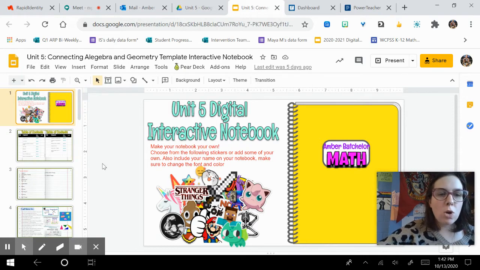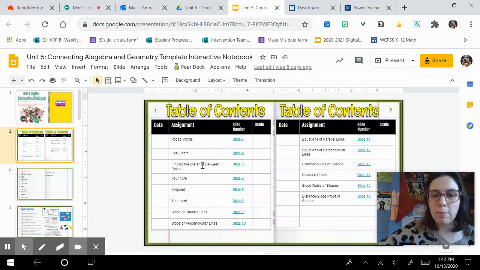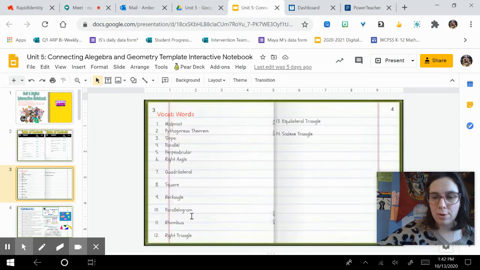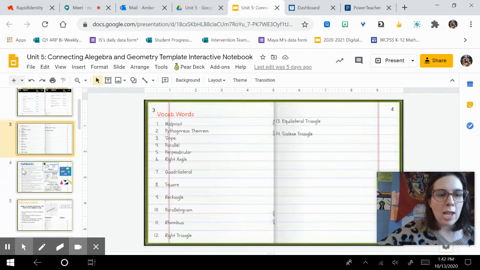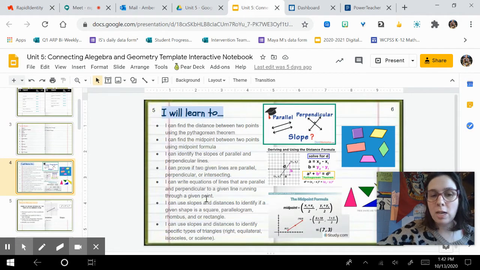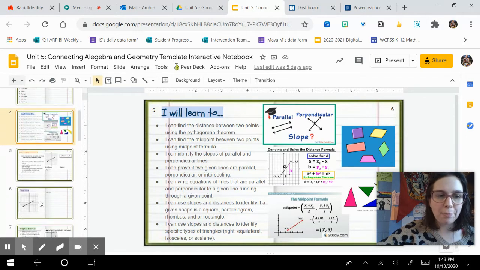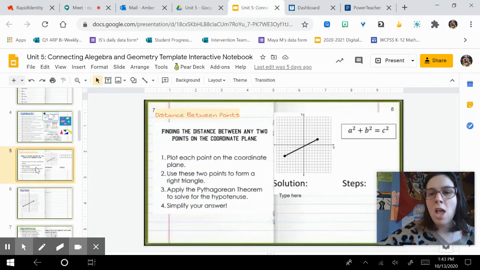So I'm going to show you, this is your table of contents, so you can see what pages are going to be here. These are all the vocab words that are being used in this unit. Here are the skills you're going to be able to do, and you can see some images that I inserted that go along with it. So let's first talk about distance and using the distance on a graph.